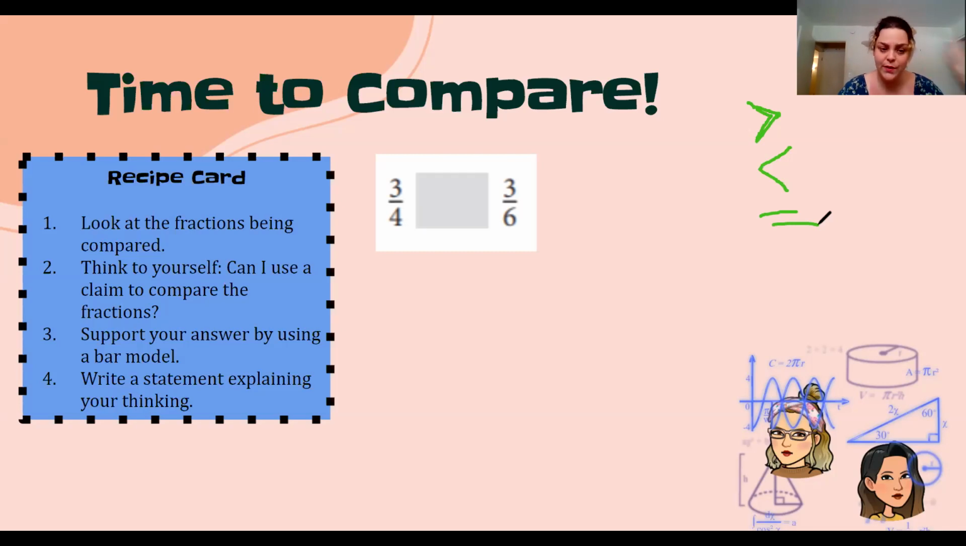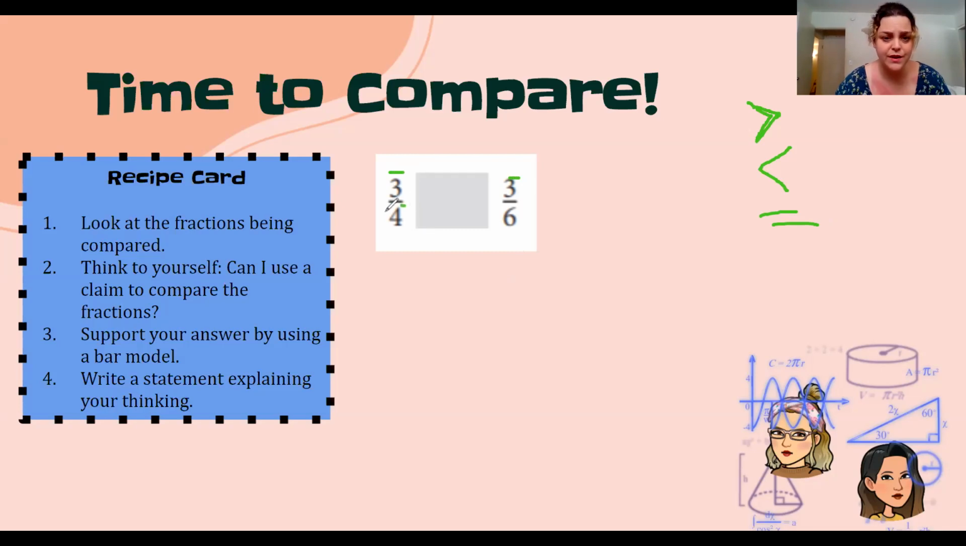So I'm just going to go through my recipe card just to make sure that I'm following step by step. Number 1, it says, look at the fractions being compared. So 3/4 and 3/6, so I have to figure out which one is greater than or less than, or if it's equal to. Now I'm going to think to myself, can I use a claim to compare the fractions? Well, the claim that we talked about today and throughout the school year says, if the numerators are the same, look to the denominator. If I look, 3 is the numerator here, and 3 is the numerator here. They are the same. So now I have to look at the denominator.